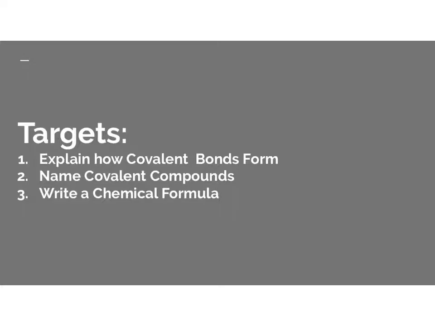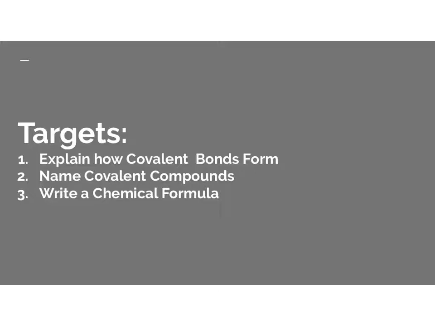This week's concept is going to be covalent bonds. For this week, we want you to be able to do three things. We want you to be able to explain how covalent bonds form. We want you to be able to name covalent compounds. And we want you to be able to write a chemical formula. Just like last week, I am going to go over examples on your activity for the week. So if you have the worksheet out or the Google form, feel free to follow along.